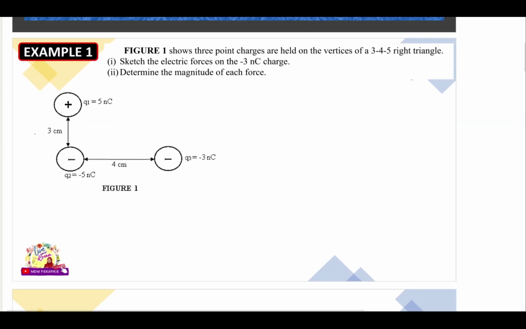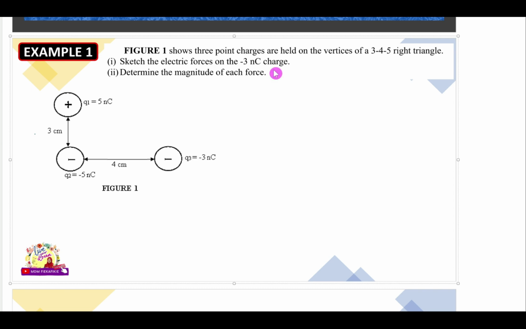Okay, so this is the first example. So here we have figure 1 shows 3-point charges, alright, held on the vertex of a 3, 4, 5 right triangle. So this is 3 centimeter and this is 4 centimeter and this is the hypotenuse of the triangle. So this is 5 centimeter. So the question asks us to sketch the electric forces on the -3 nanocoulomb charge. So we want to sketch all the forces on -3 nanocoulomb charge.